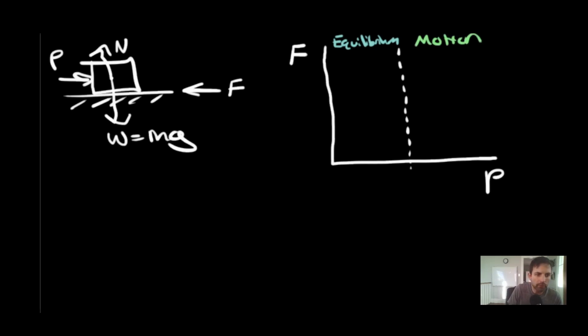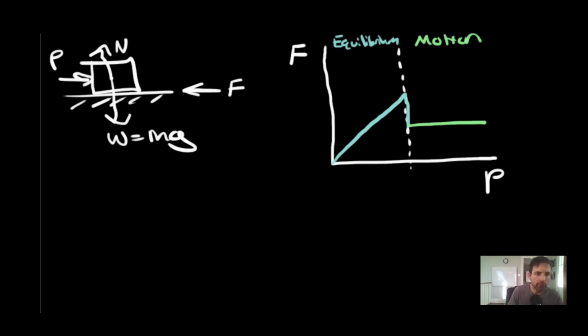I'm going to draw this, and then I'm going to explain what I am drawing. Actually, let me do it this way. We'll be pushing till we hit this equilibrium limit, and once we hit here we will break into motion. Okay, so this is what's happening.